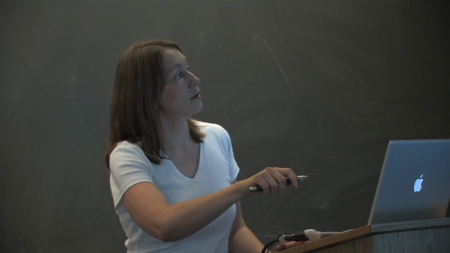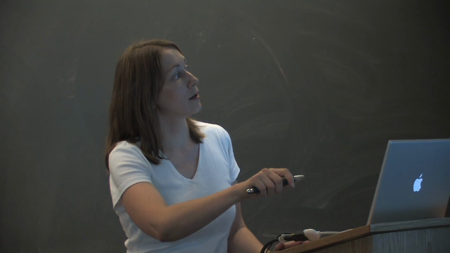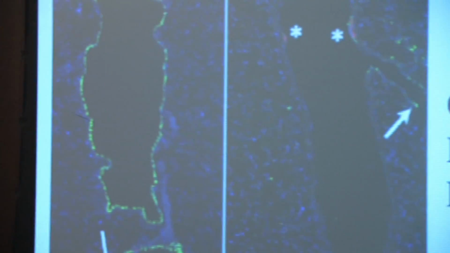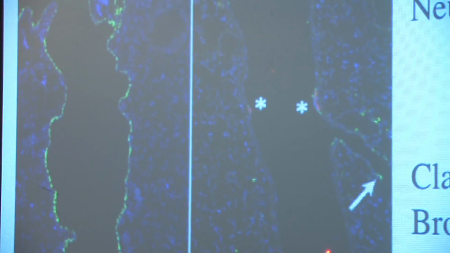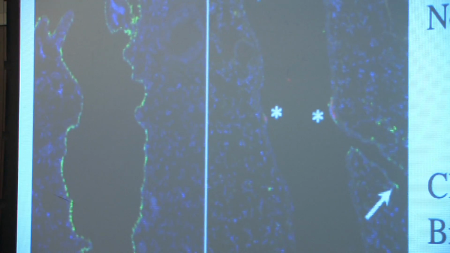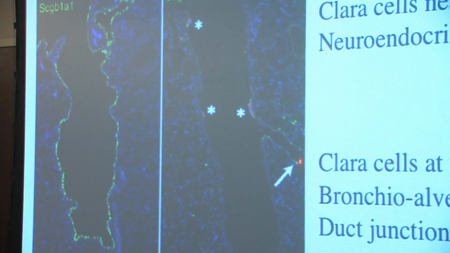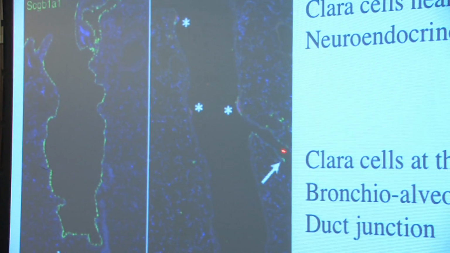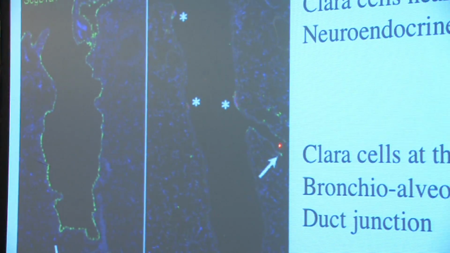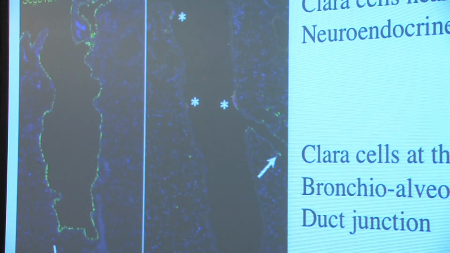And here you can see a normal lung with many Clara cells, and this lung on the right has been treated with naphthalene, and most of the Clara cells have disappeared. However, if we look at the green staining, the Clara cell marker, there are cells here at the very tips of the terminal bronchioles that seem to be resistant to naphthalene.